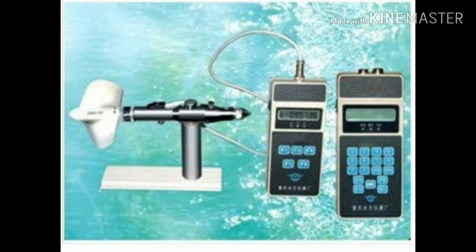The coefficient of contraction is the area of the jet at vena contracta by the area of the orifice. And coefficient of velocity is the actual velocity by the theoretical velocity, and coefficient of discharge is the actual discharge by theoretical discharge.